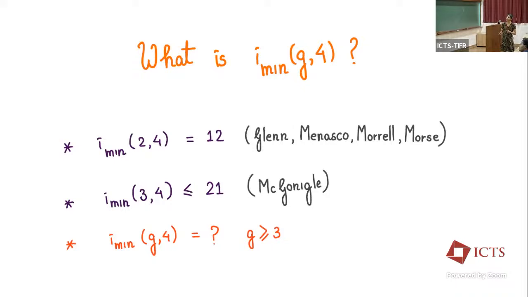And for genus 3, it is only known that there is the upper bound 21. McGonigal proved this by producing an example, a pair of curves which are distance 4 apart and intersect 21 times. So it still remains open what the value is for genus g greater than or equal to 3.